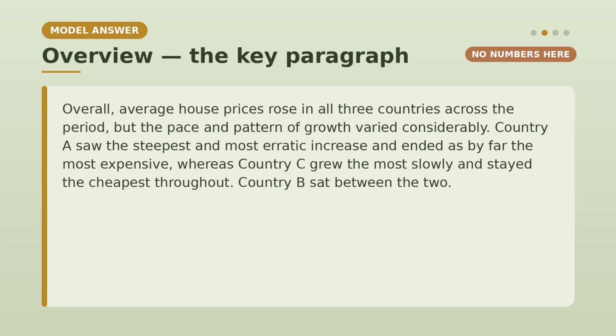The overview. Overall, average house prices rose in all 3 countries across the period, but the pace and pattern of growth varied considerably. Country A saw the steepest and most erratic increase and ended as by far the most expensive, whereas Country C grew the most slowly and stayed the cheapest throughout. Country B sat between the two.